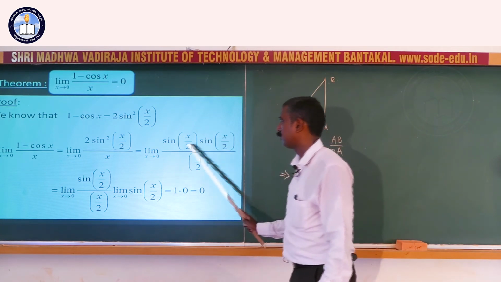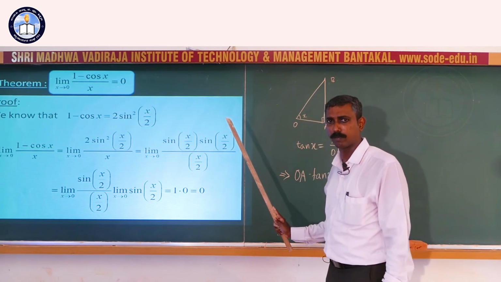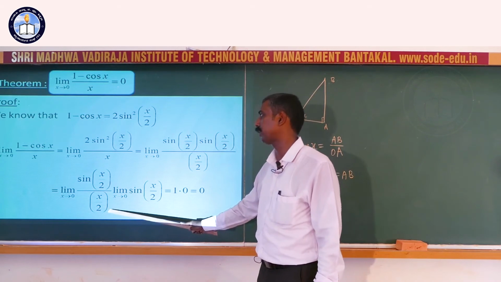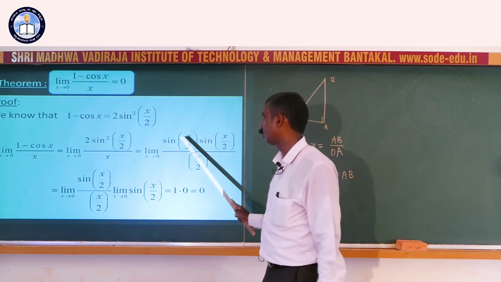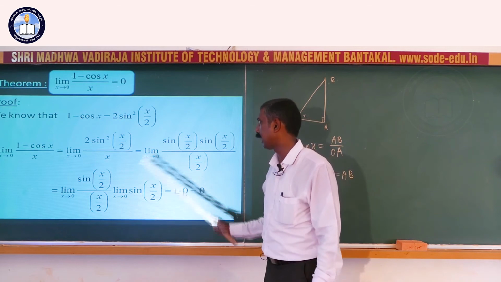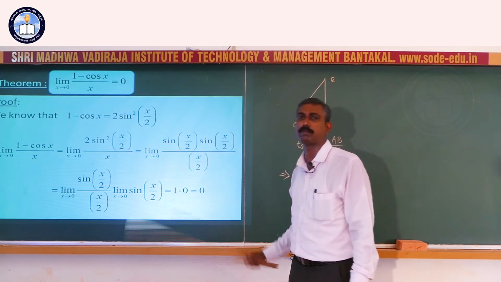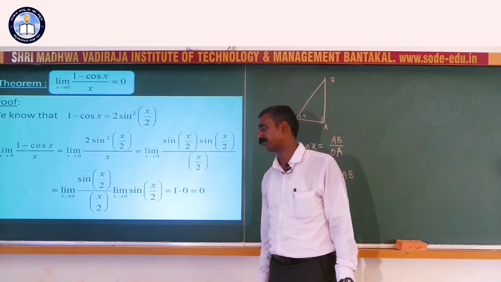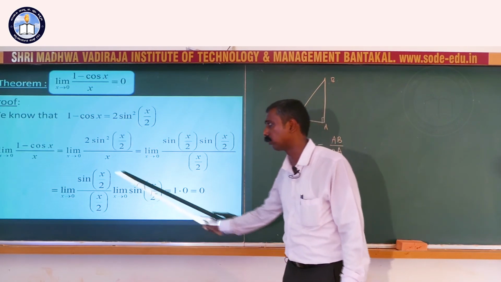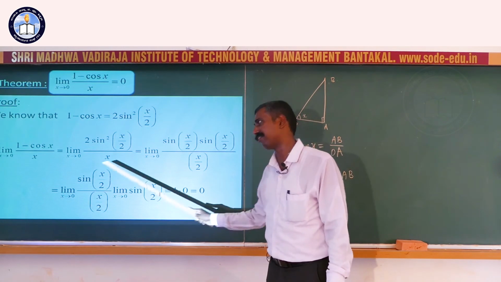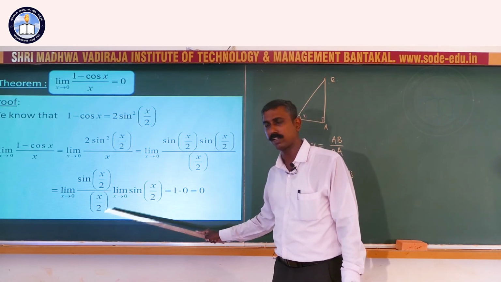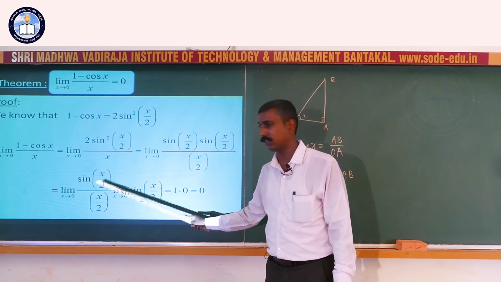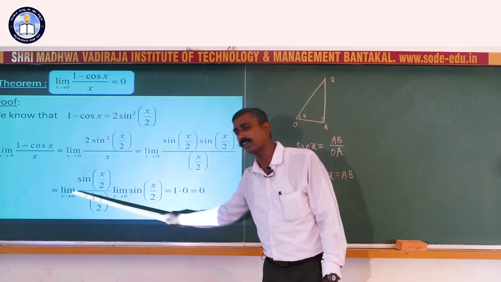Okay, we will split the limit into a product, using the algebra of limits. So limit x tends to 0 of sin x by 2 divided by x by 2, these are considered together, and the other sin x by 2 is considered as a limit separately. Limit x tends to 0 of sin x by 2. What happens here is quite amazing, because as x tends to 0, x by 2 is smaller, hence it is also tending to 0. So if you take x by 2 as theta, it is sin theta by theta, with theta tending to 0.